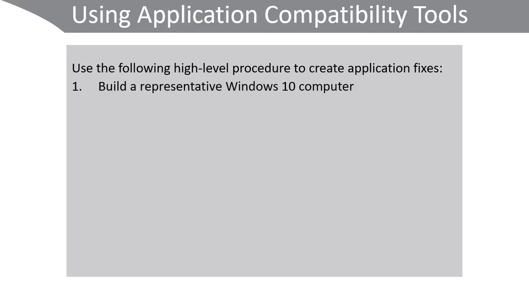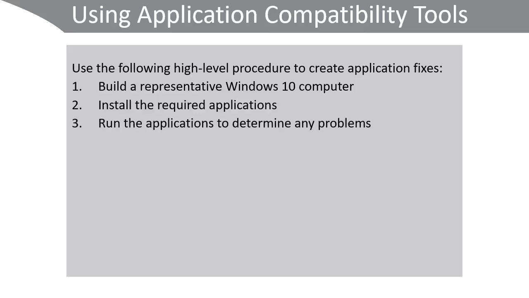First of all, build a representative Windows 10 computer. This computer should be typical for the sort of device that you will deploy within your organization. Install any of the required applications onto that representative device. Run the applications to see if you can encounter any problems. If you do, install the Application Compatibility Tools.